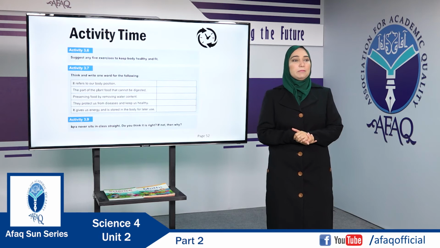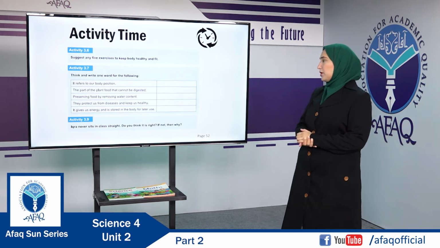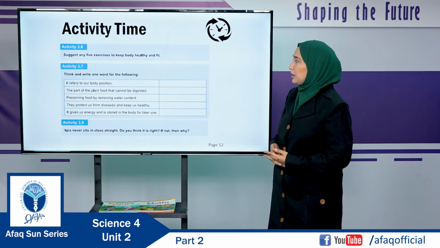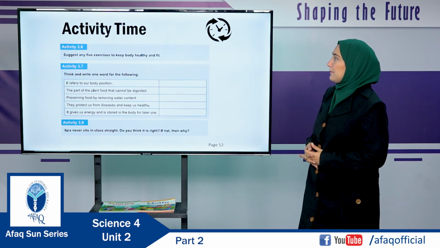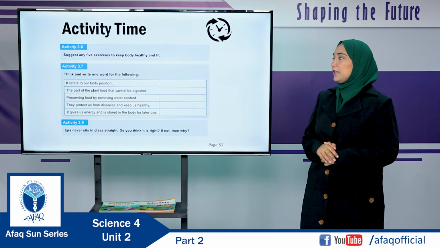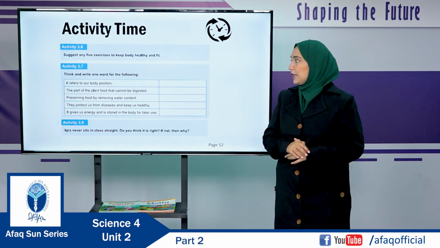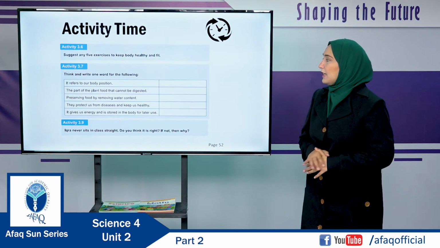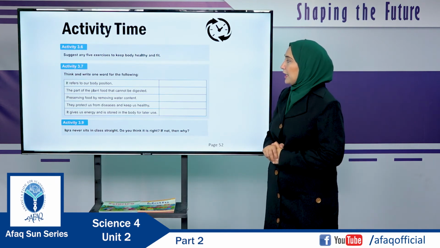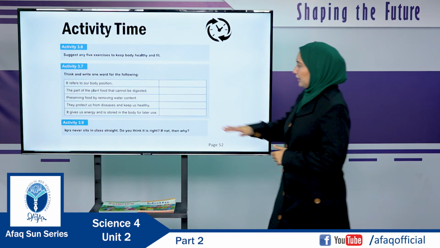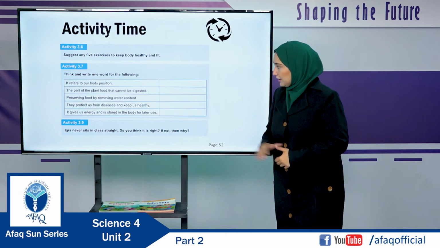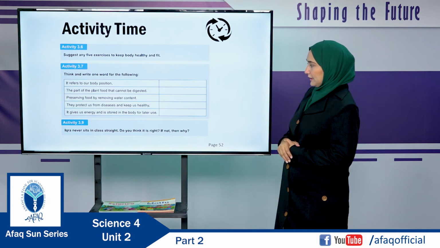It's activity time. Students, you have to open page number 52 of your textbook and read the statement of activity 3.6. Suggest any 5 exercises to keep the body healthy and fit. You have to give 5 exercises which keep the body healthy. The next activity is think and write one word for the following. Read these statements and write one word in front of these statements in the given boxes.